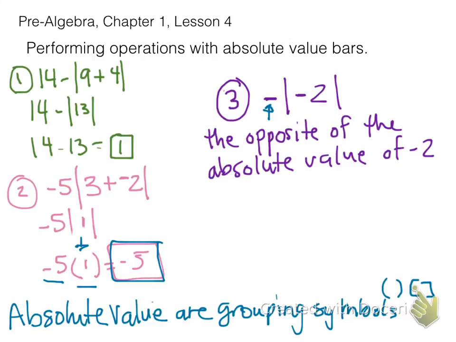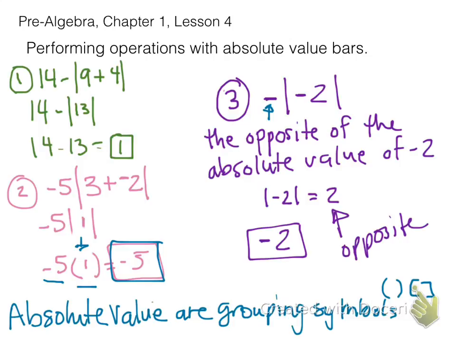So if I'm going to simplify this, I'm going to first obviously do the grouping symbols, which is the absolute value. So the absolute value of negative 2 is 2, but then I have to apply the negative sign, the opposite sign. So even though the absolute value of negative 2 is 2, I then need to add the negative sign to get negative 2.